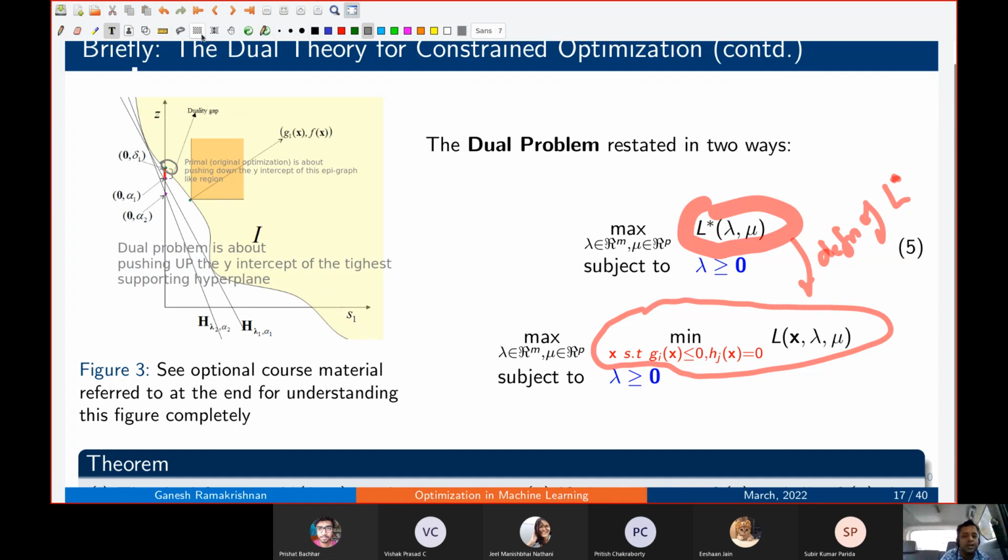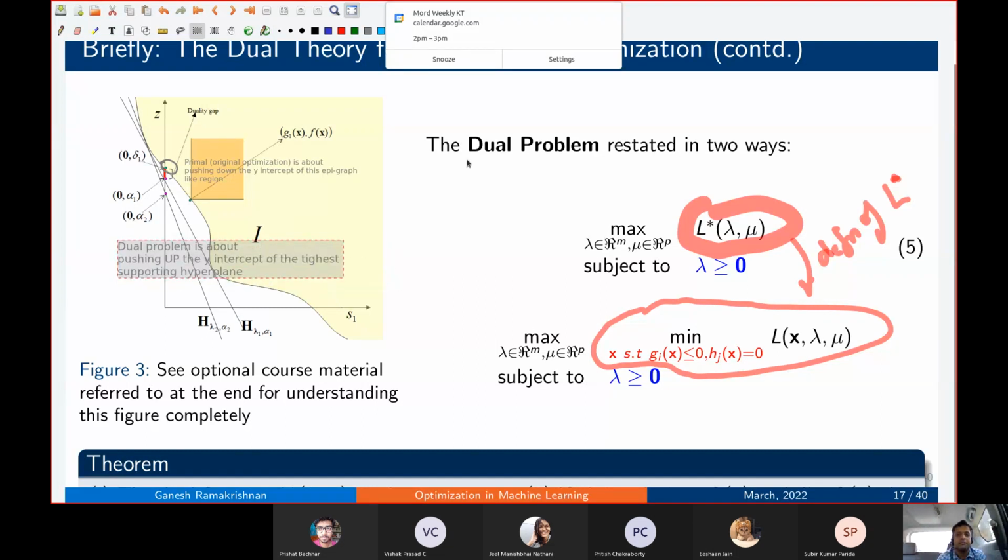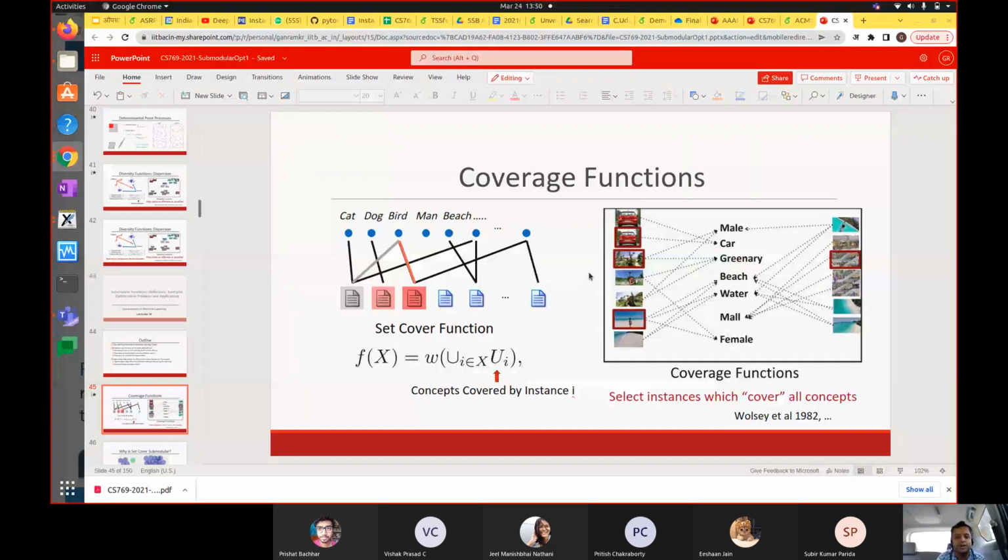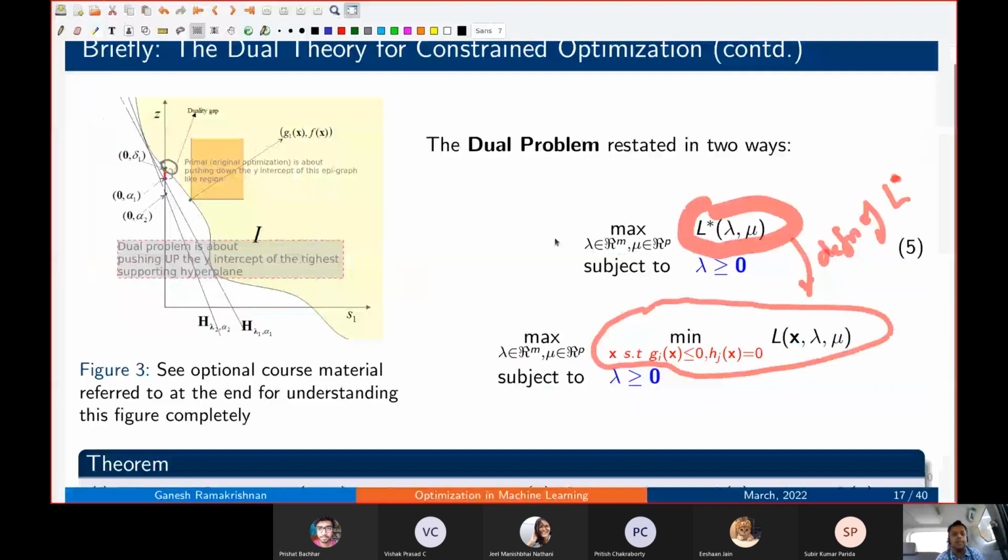And when do you think the two will meet? The pushing down and pushing up. Any thoughts? It's somewhat evident in this figure. When do you think the two will meet? The dual problem, where you are trying to push up this part in red, and the part in gray above, you're trying to push down. When will the two meet?